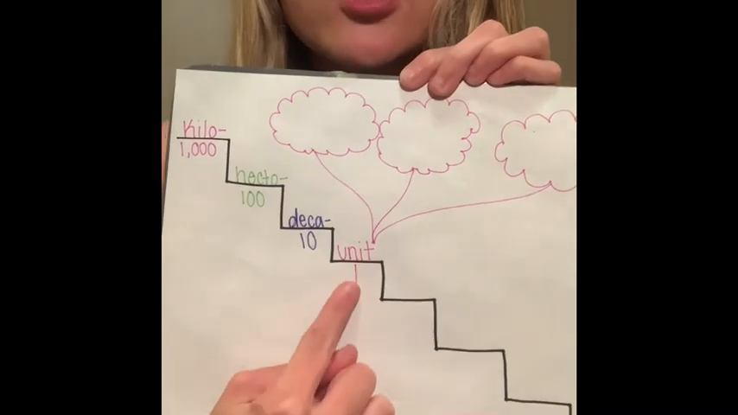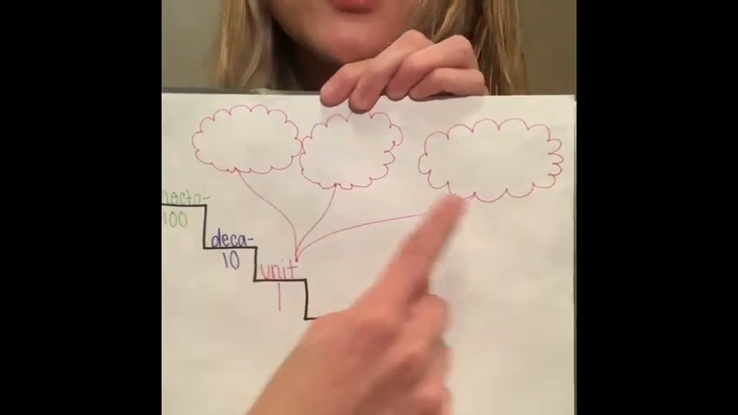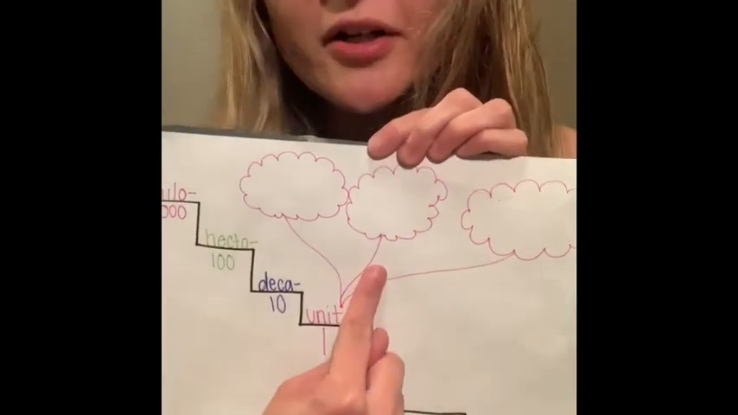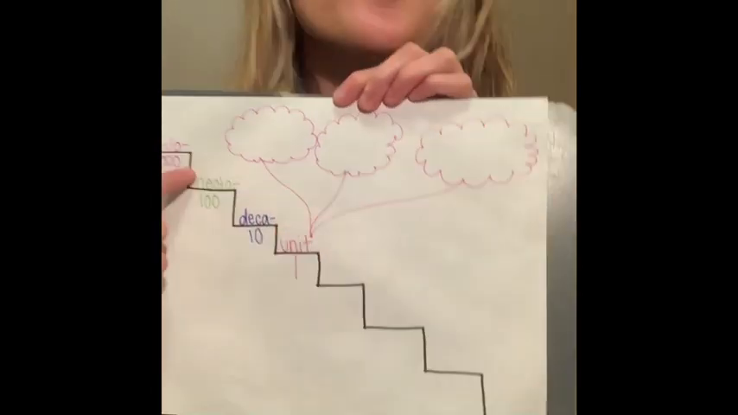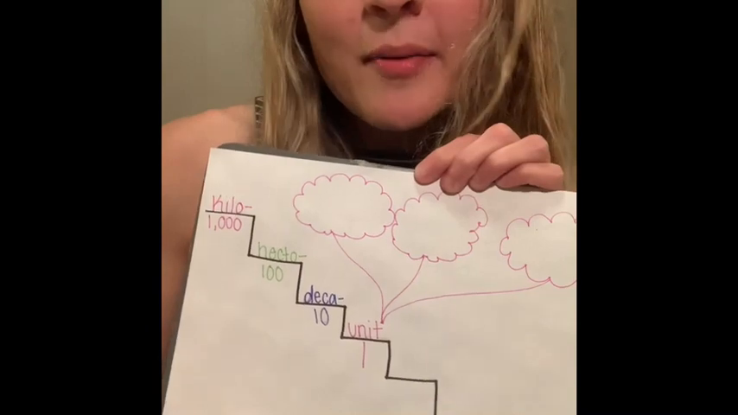So from this unit, you're going to draw 3 kind of lines with clouds at the top. And I know what you're thinking, Miss Ashley, you should have been an art teacher because the clouds are just perfect. I know. So just try your best.